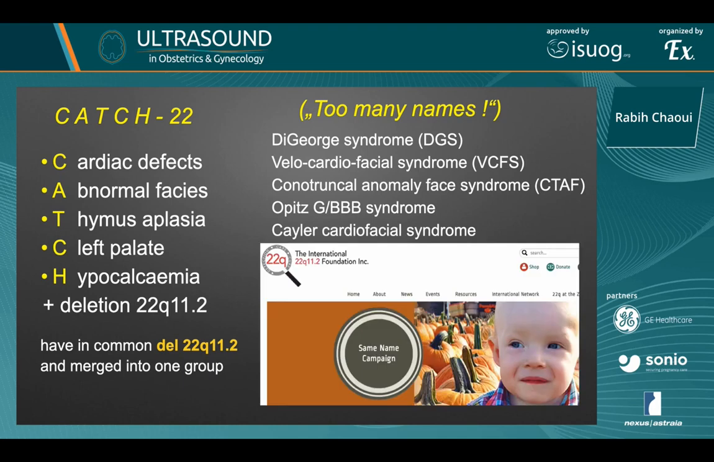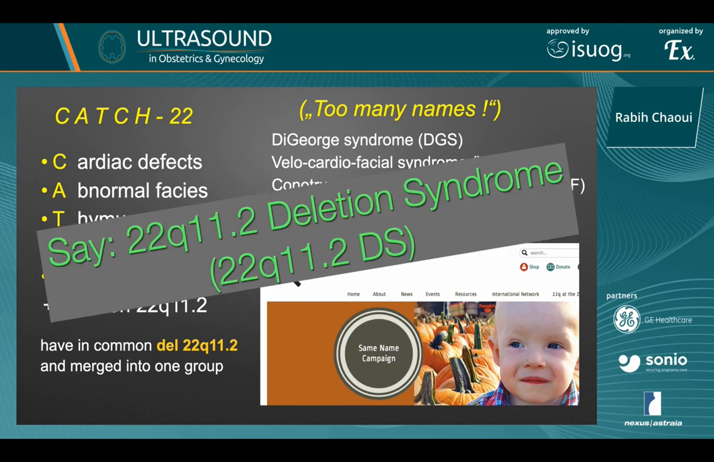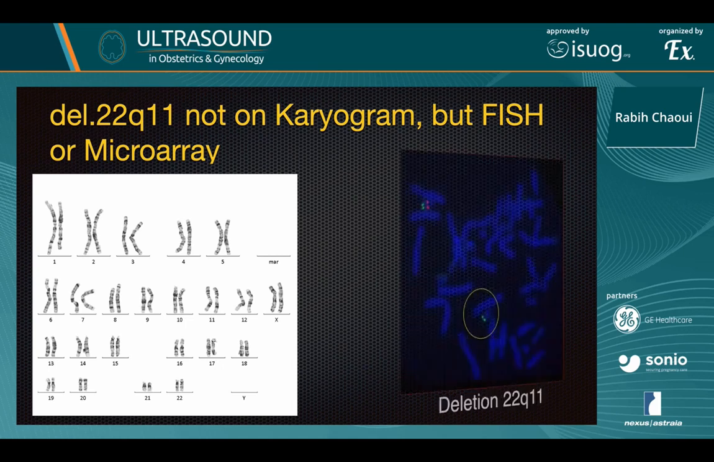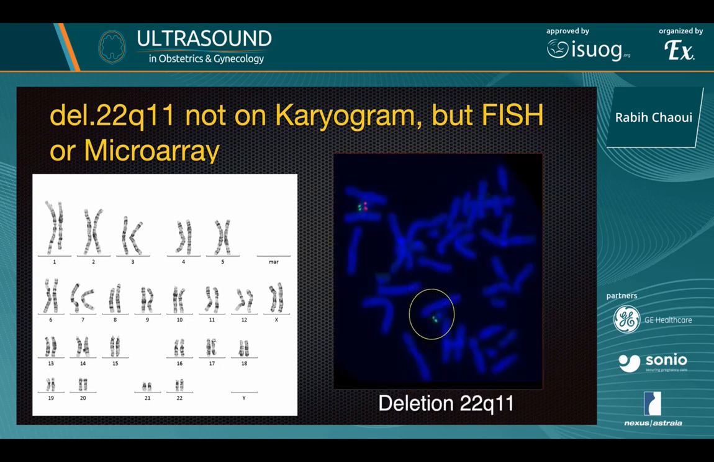This is why the International 22q11 Foundation decided to run a campaign called the Same Name Campaign. This is why today we don't say Takao syndrome or Kehler or Svensson syndrome. We say 22q11 deletion syndrome, or DS. Now, the problem is if you are using a karyotype, you cannot detect this abnormality. The chromosome 22 looks normal, and the long arm of the 22 is too small to detect this deletion because it's a microdeletion. This is why you need to use either a FISH probe or the microarray. I'll show you how this works.